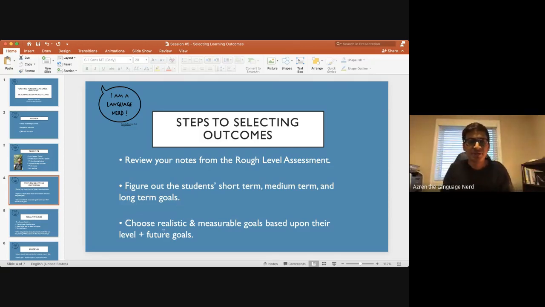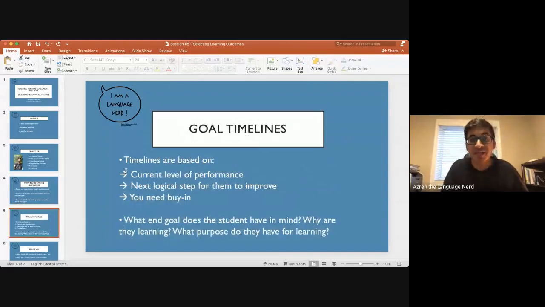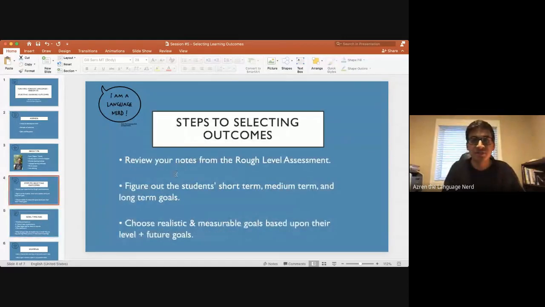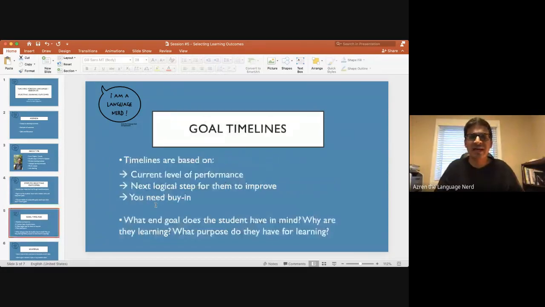And then lastly, we're going to choose some realistic and, maybe equally importantly, some measurable goals based on their level and what they're trying to work towards. So goal timelines. I mentioned, let's actually go back a step. I mentioned that it's important to understand the students' short-term, medium-term, and long-term goals. The question will often become, how the heck do you know what short-term, medium-term, and long-term means? How do you figure that out?